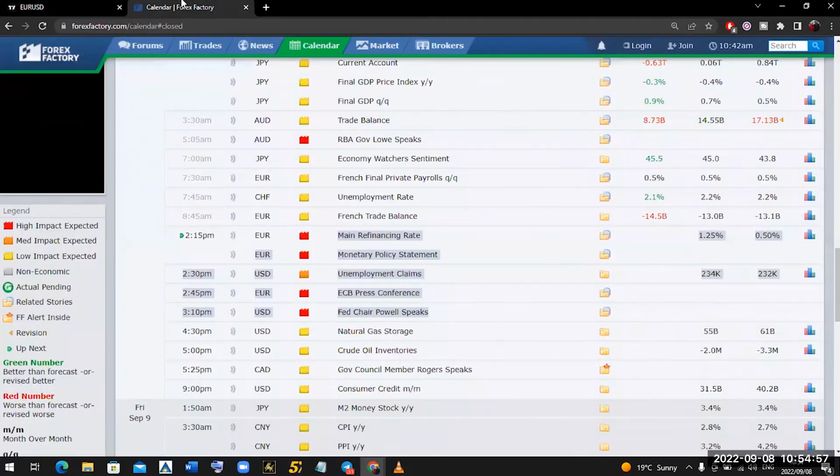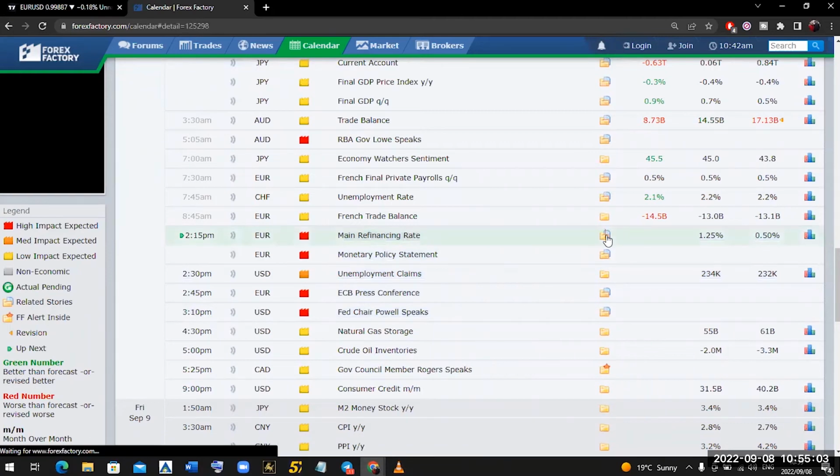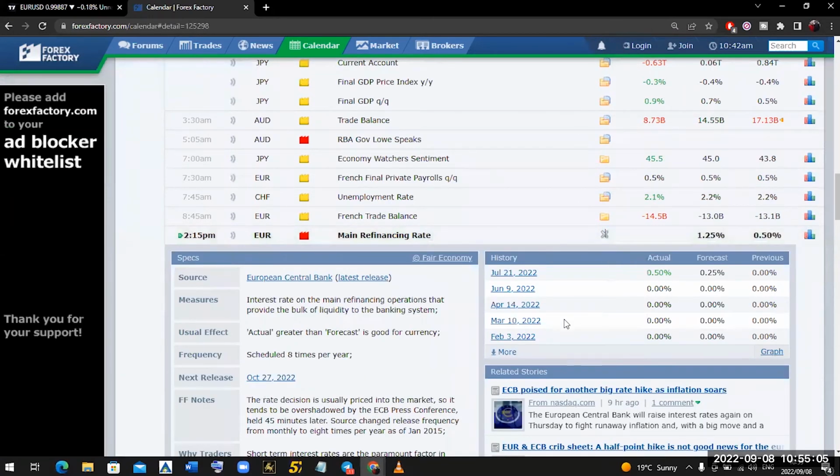So now let's look at the news events for the day, right? So refinancing rate is absolutely crucial, guys, very much crucial. And we know that all these central banks are dealing with inflation. We know that, right? There we go. ECB poised for another big rate hike. Wait a minute. If the rate hike is greater than the forecast, then it's good for the currency, right?